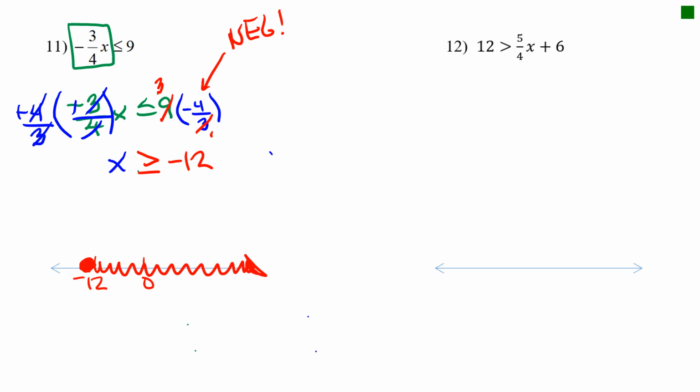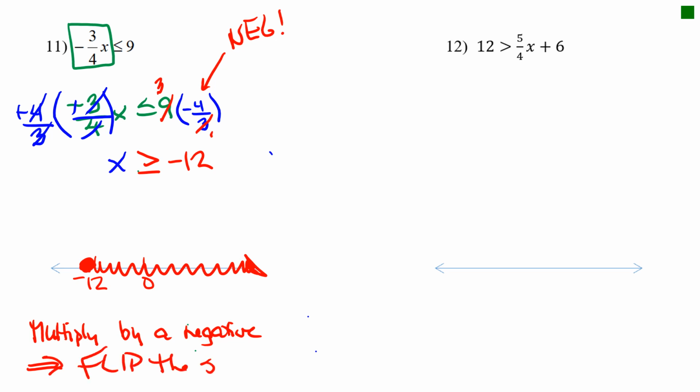Okay, when you multiply by a negative, you flip the sign. Let's write that down. Multiply by a negative. Flip the sign, okay? It's a remembery thing.